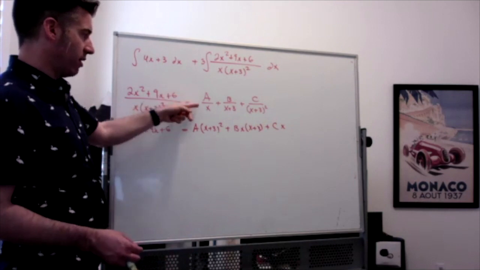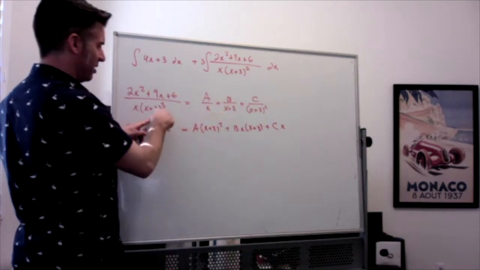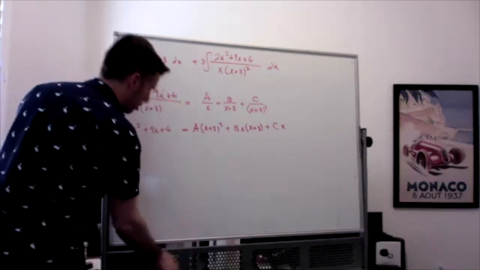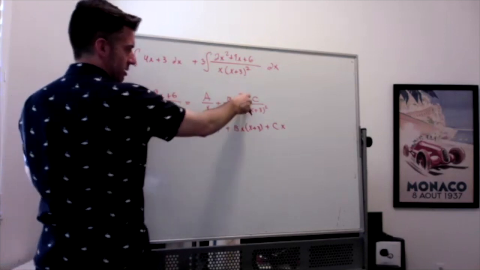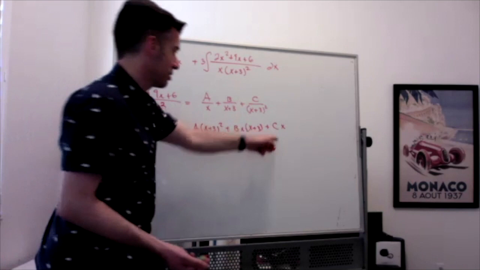When we multiply by a over x, the x cancels. When we multiply by b over x plus 3, one of the x plus 3 cancels. That should be a square, not a cube. When we multiply it by c over (x plus 3) squared, the (x plus 3) squareds cancel. You get c times x.